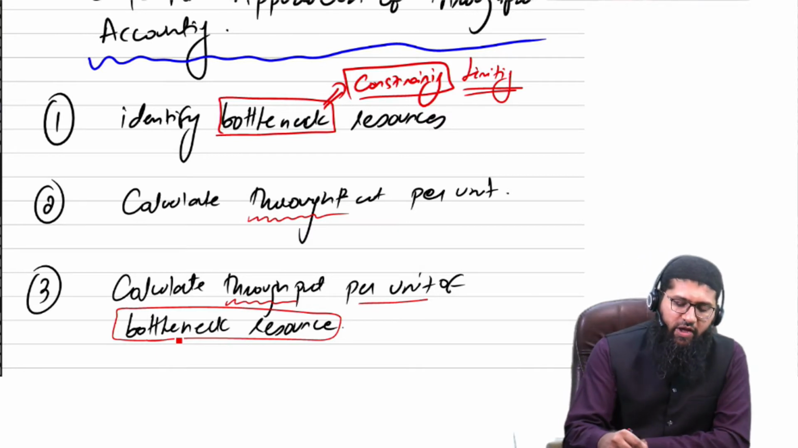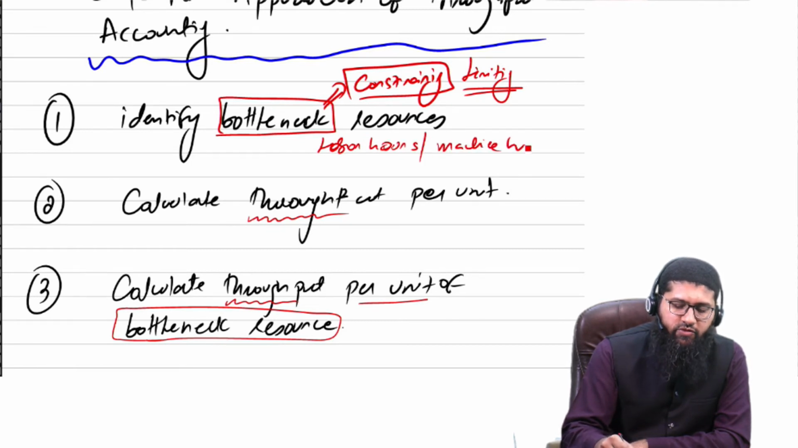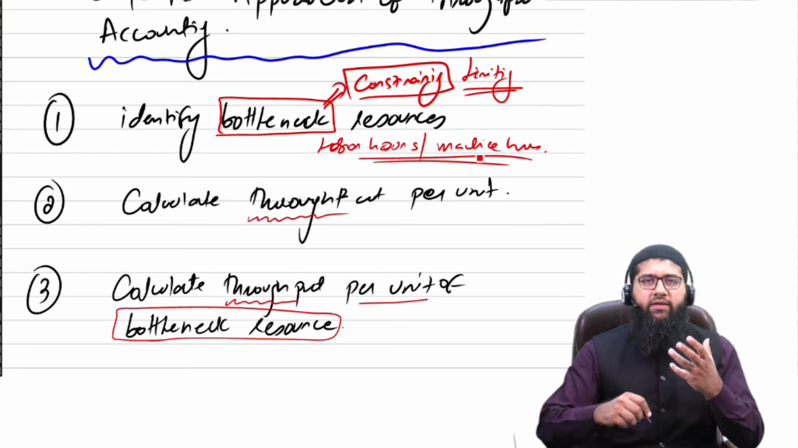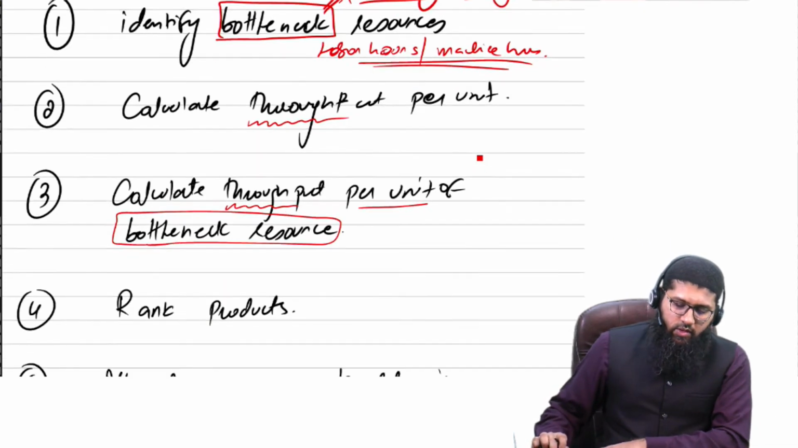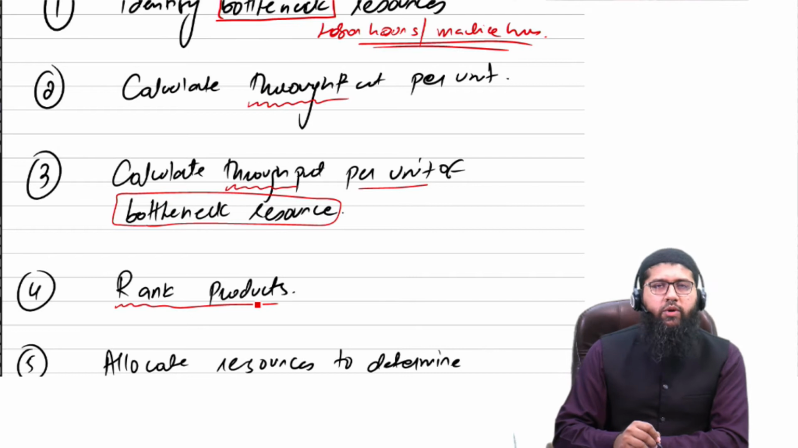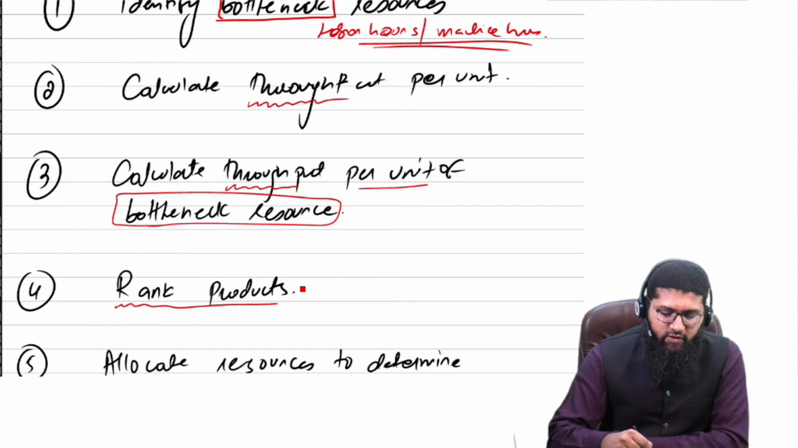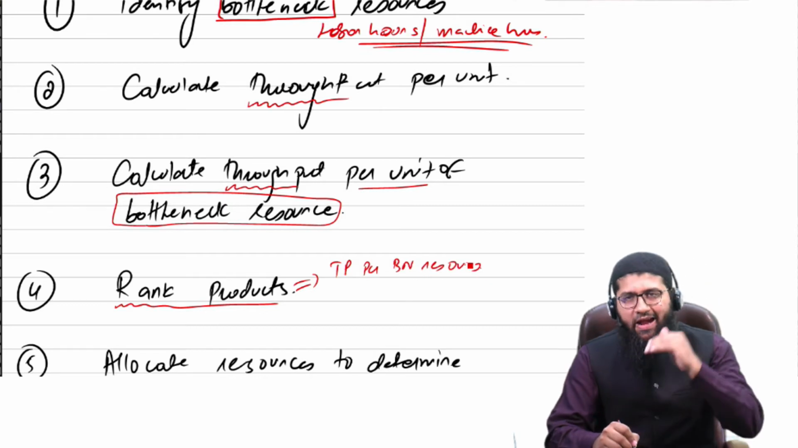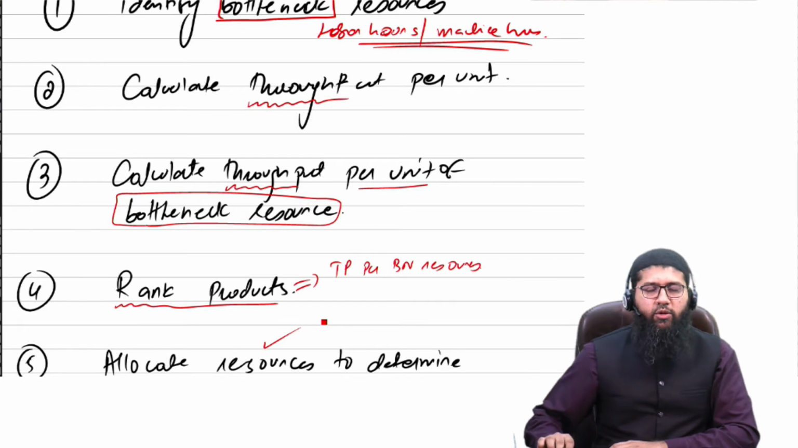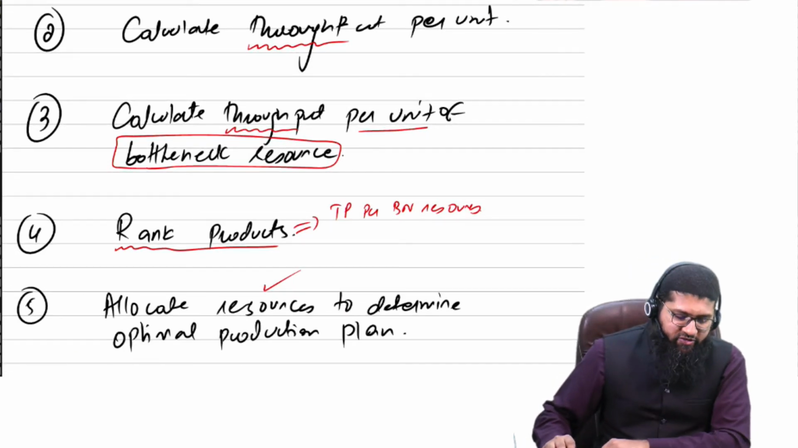So, for example, if your bottleneck resource is labor hours, or machine hours, and so on, whatever your bottleneck resource is, you would calculate the throughput per unit of bottleneck resource. And then you would rank the products. A product that gives you the maximum throughput per bottleneck resource is going to be ranked higher. And lastly, you would have to reallocate the resources to determine the optimal production plan.